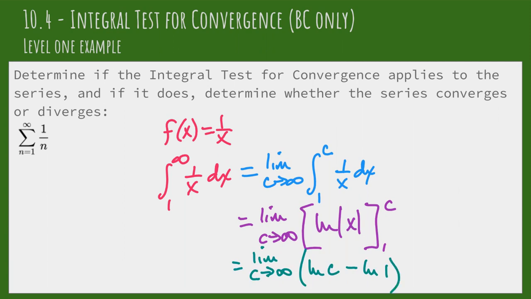Well, the natural log of 1 is 0. The natural log of c, as c approaches infinity, as c gets really big, the natural log of c also gets really big. It does grow very slowly, but it is infinite. So this limit does approach infinity, so that limit diverges. So since the limit diverges for this integral, then that means that the series also diverges.